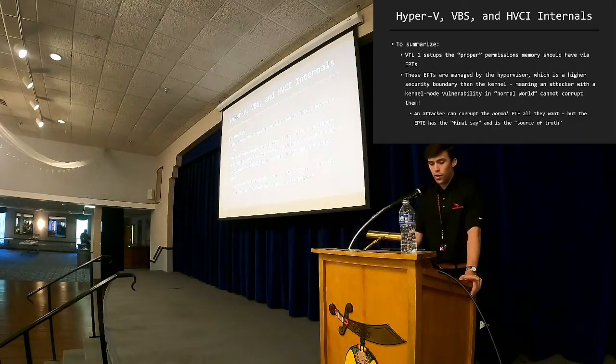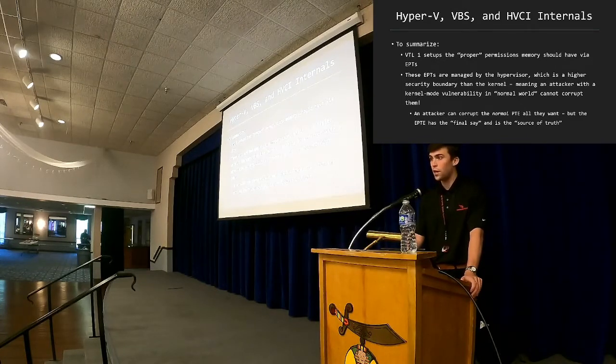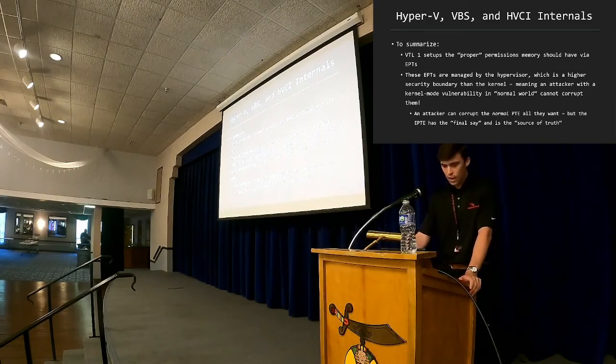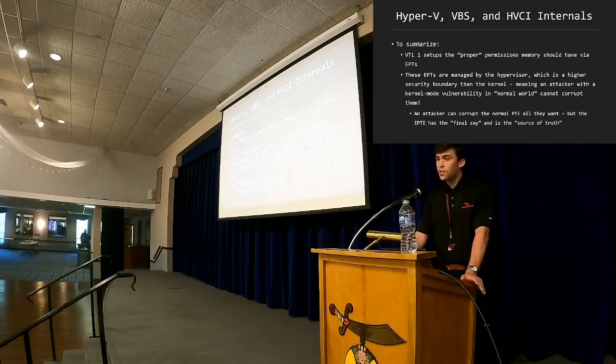So to summarize this, VTL1 sets up the proper permissions of memory. What VTL1 is responsible for here is setting up, just like arbitrary code guard, write XOR execute. No memory is ever both writable and executable, which is a prerequisite for shellcode. All of those extended page table entries that contain the ground truth are protected by the hypervisor. So even an attacker in kernel mode can't arbitrarily access the hypervisor to corrupt that metadata, essentially.